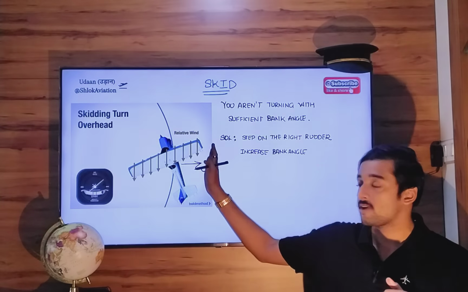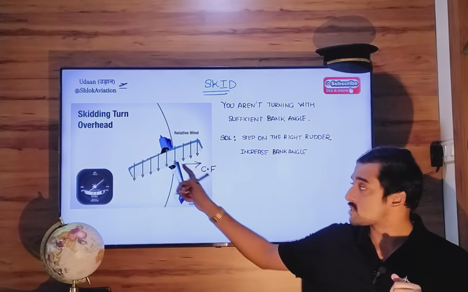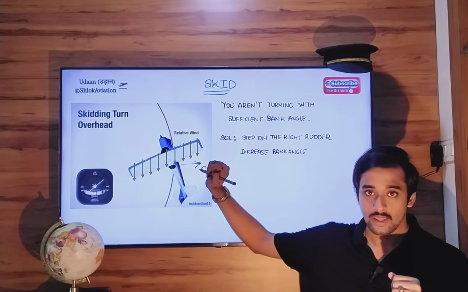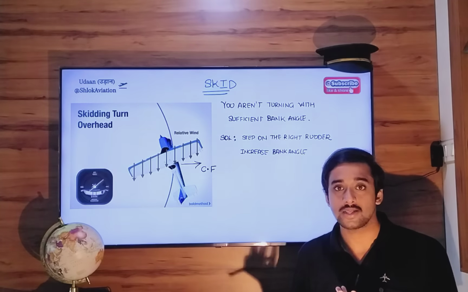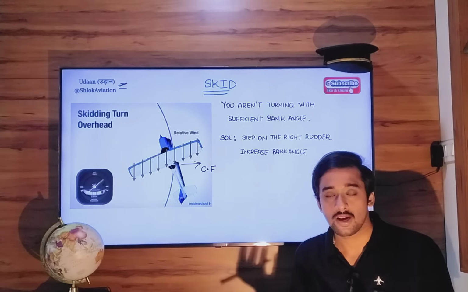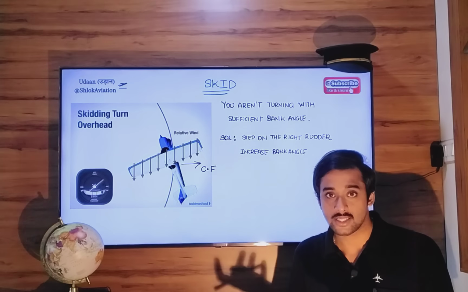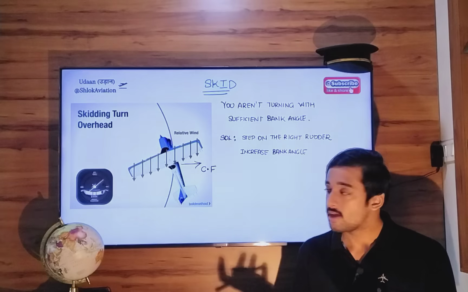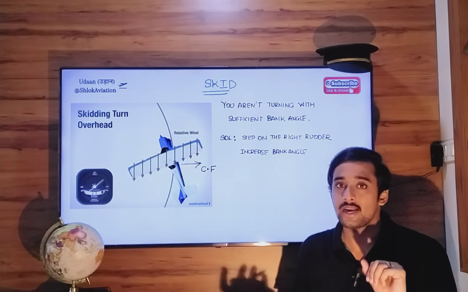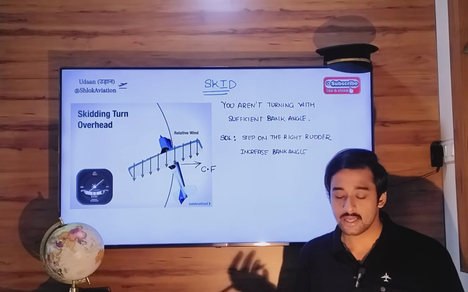Increase your bank angle of aircraft more to the left hand side because that's where you want to turn your aircraft. Okay, so if your current bank angle is 10 degree, that means it's not enough. Make it 15, make it 20 degree and check what happens to the ball. If it comes in the center, that means that is the right bank angle. Okay, so do that. Increase your bank angle.